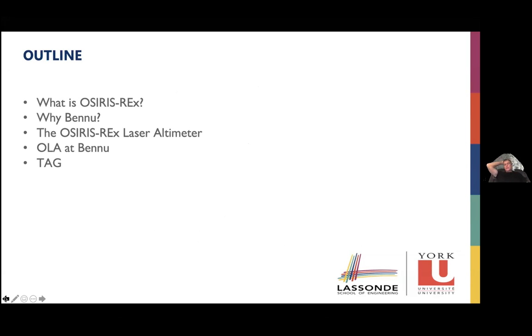All right, so I'm going to start, assuming there are many of you that haven't really followed the mission or been too involved. I wanted to give you a little primer on OSIRIS-REx and what the goals were before we even launched and why we picked this particular asteroid. And I wanted to focus a little bit on the OSIRIS-REx Laser Altimeter, both what it is and maybe a little bit of the story of how it came to be.